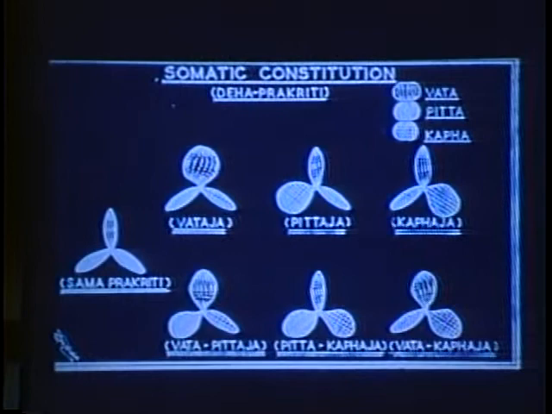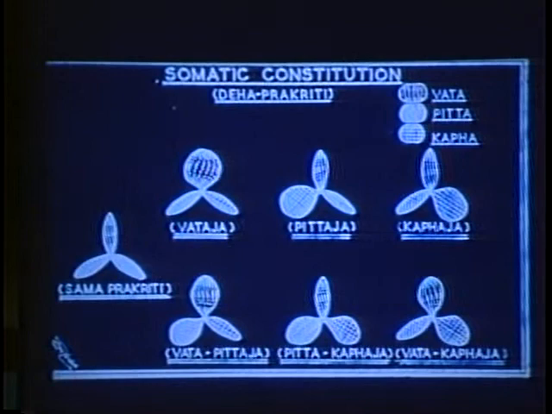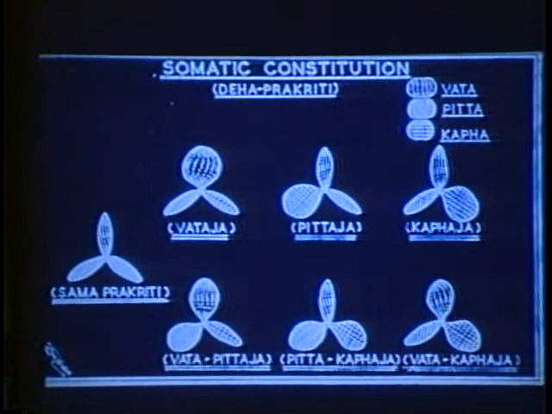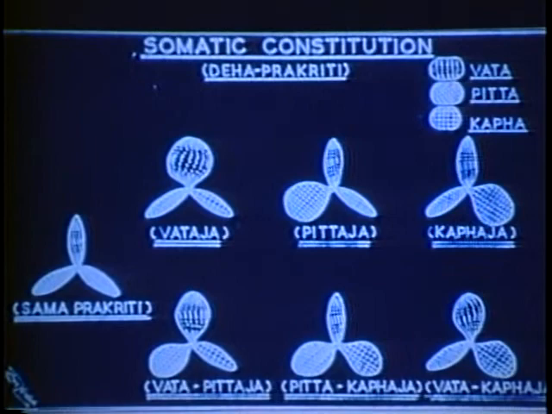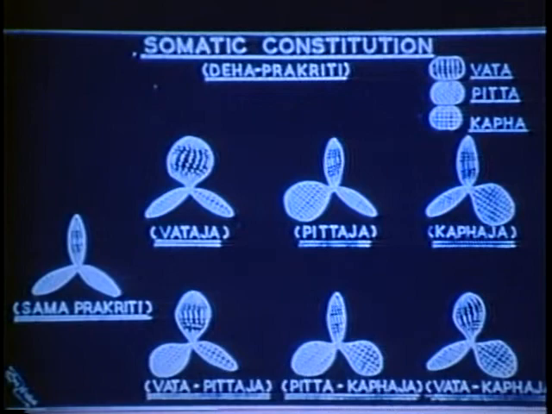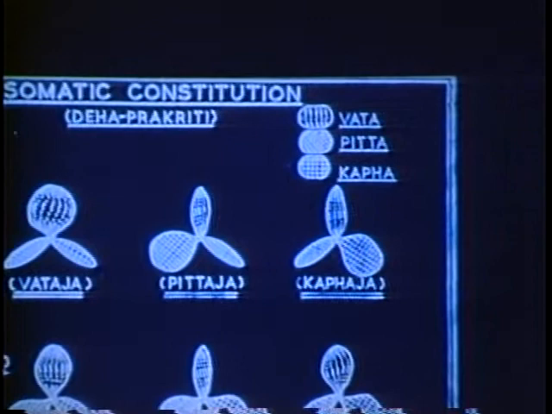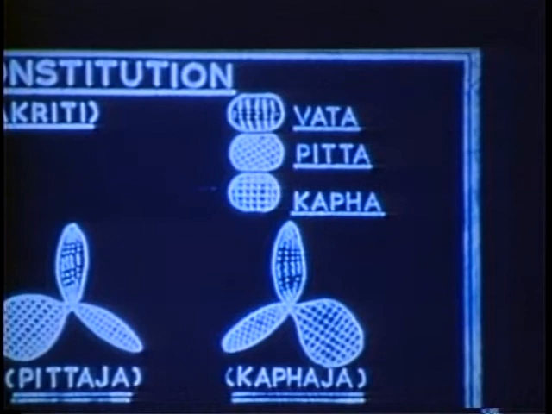Vata, Pitta and Kapha: individuals in whom the biological air humor is predominant are called Vata constitution. Individuals in whom the biological fire humor is predominant are called Pitta constitution, and individuals in whom the biological water humor is predominant are called Kaphaja constitution. Similarly, dual types of constitutions are also found: Vata Pitta, Pitta Kapha and Vata Kapha. And the last type is Sama Prakriti, in which all the three biological humors are in equilibrium.